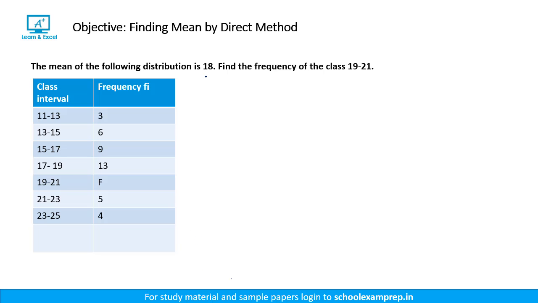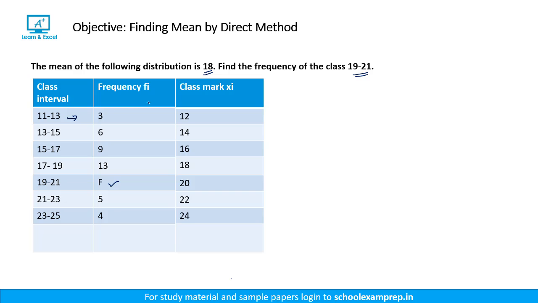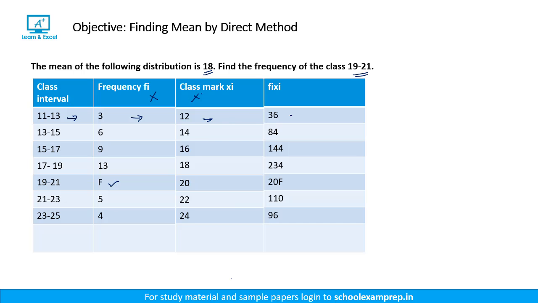Let us take another example where the mean of the frequency distribution is already given to us as 18. We have to find the frequency of the class interval 19 to 21, which is not given to us. Our first step is to find the class mark. For this class interval 11 to 13, the class mark will be 12. After finding all the class marks for all the class intervals, we then multiply Fi and Xi. Now for the first class interval, we'll multiply 3 into 12 and we will get 36.